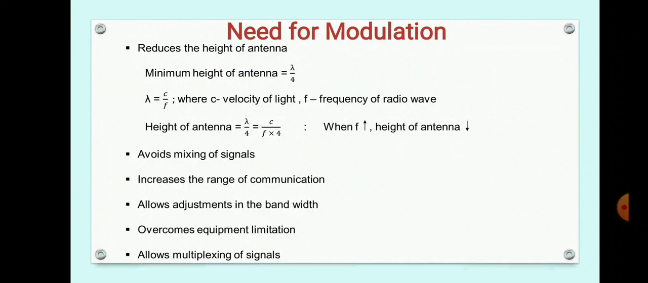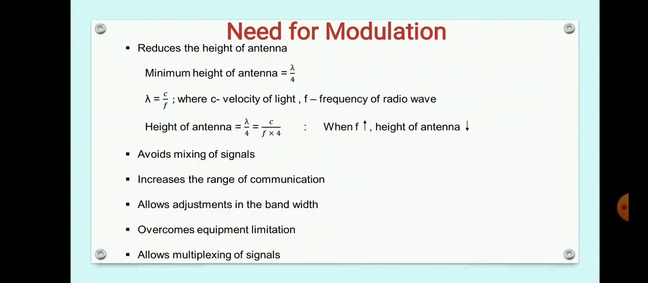So next is it increases the range of communication. So we have already said this point. So we are doing this modulation for sending our information signal through long distances. So modulation increases range of communication. Range means the distance through which the communication signals are sent. So next, it allows adjustments in the bandwidth. Bandwidth is the frequency range of our signals. So modulation allows adjustments in the bandwidth.